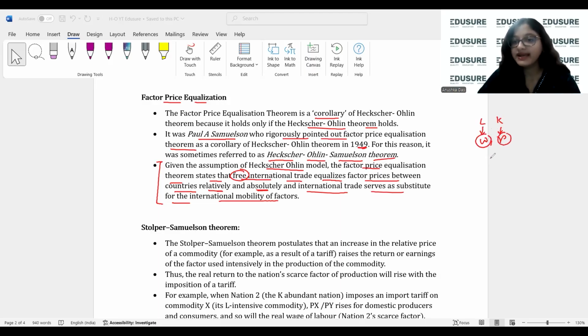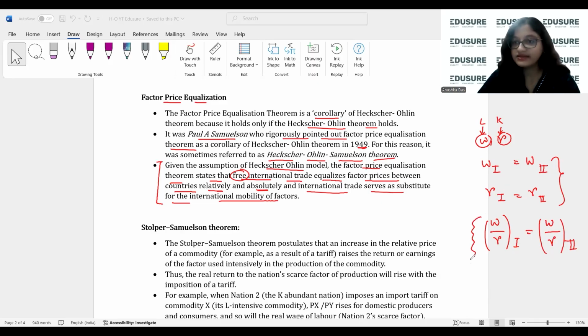So what will happen is that the wages that the laborers will get in nation 1 will exactly be equal to the wages that the laborers will get in nation 2. Similarly, for rental, in the absolute sense, there is equalization. And if they are absolutely equal, they will be relatively equal as well. W by R in country 1 will be exactly equal to W by R in country 2. So this is the equalization in the relative sense, and this is the equalization in the absolute sense.